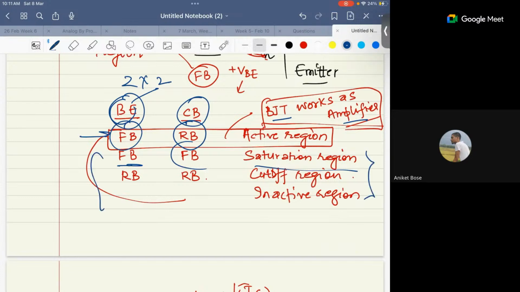Okay, sir. So like with a diode, we don't have to do any guessing game, right? Yeah, you don't have to do any guessing. As of now, you don't have to do any guessing also. It is mostly in the active region only. Okay, thank you, sir.